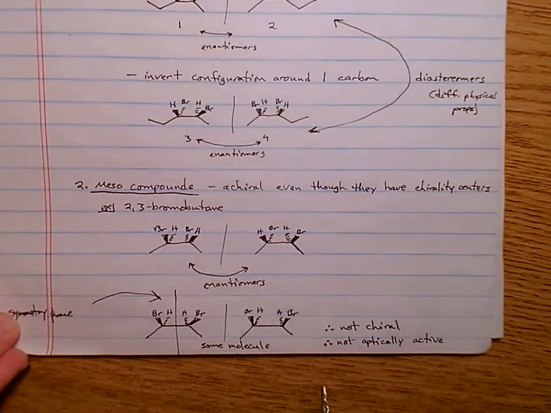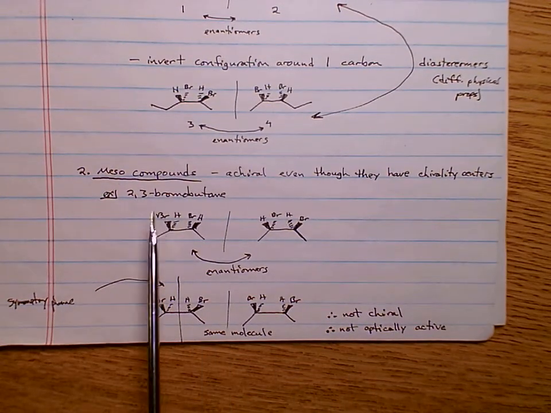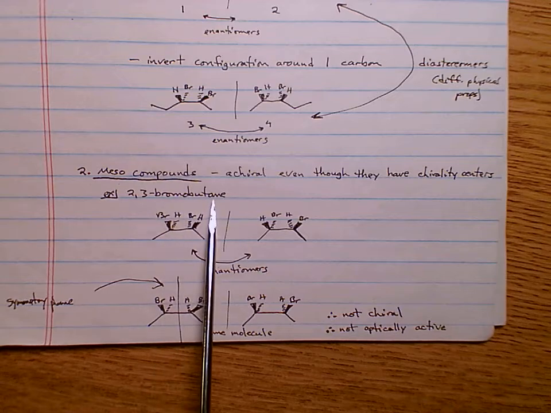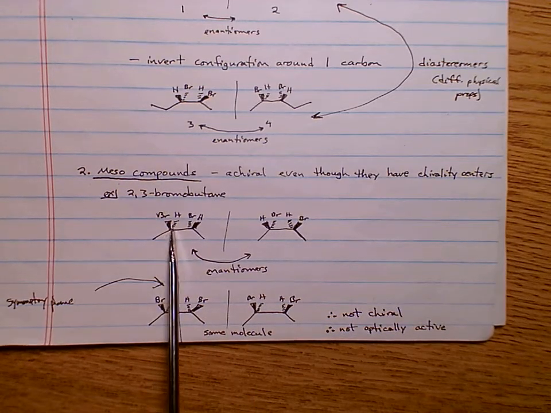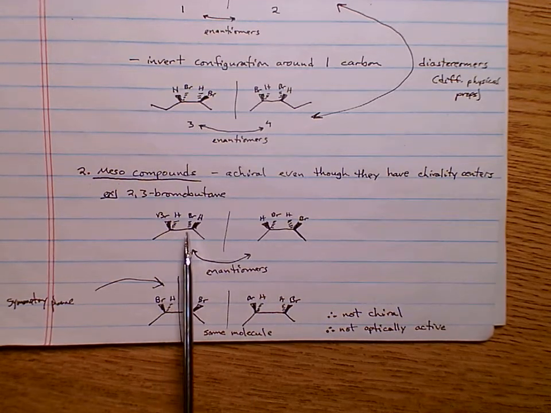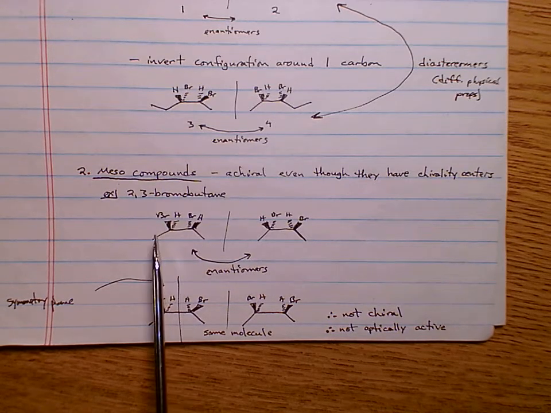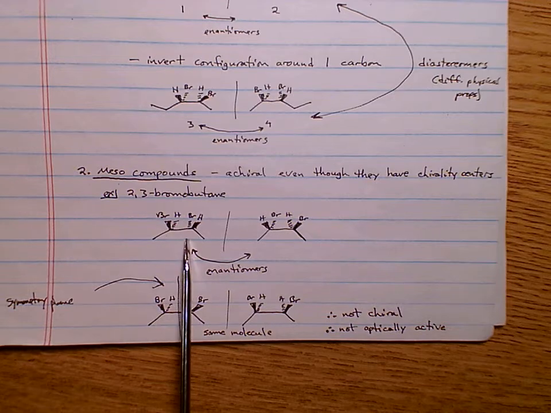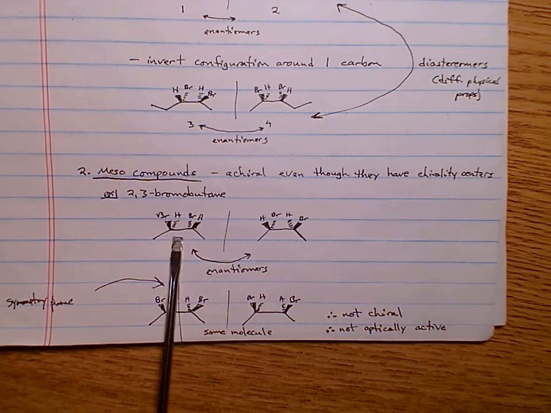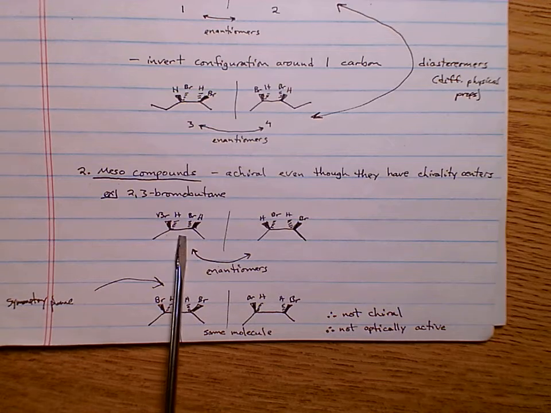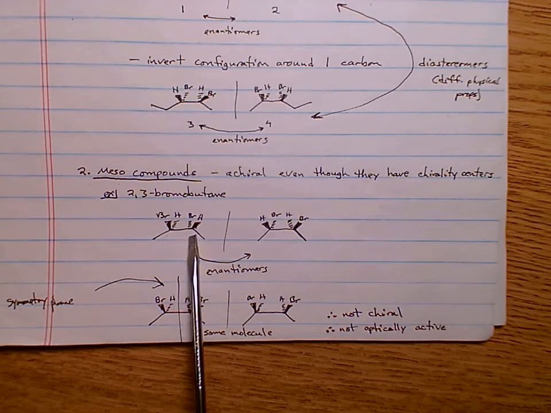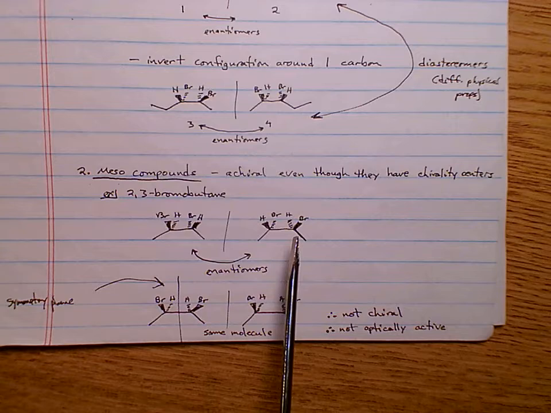But if we did the same type of treatment with 2,3-bromobutane, note we still have 2 chiral carbons here. And so if we did the same treatment, here's the 2 bromines. One's coming out at us, one's going back. 2 chiral carbons. If we rotate this 180 degrees, it's not the mirror image. So, okay, we make the mirror image.